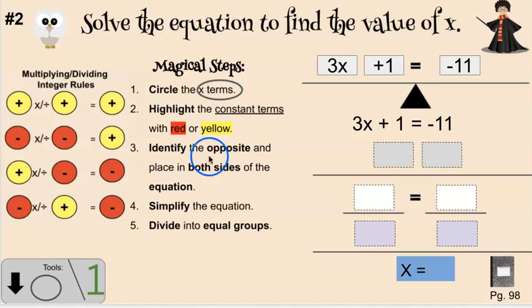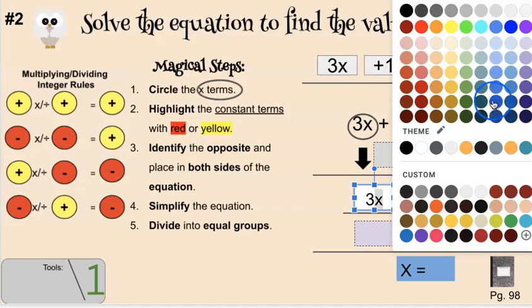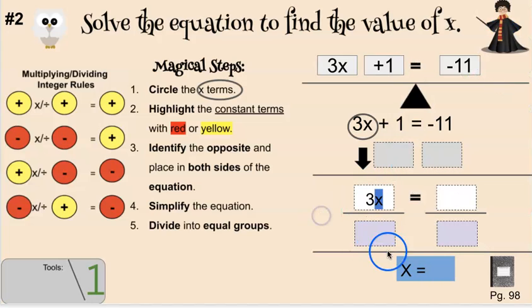Circle the X terms. So take a circle, grab it, and circle 3X. Here we go. Don't forget to come over and bring your arrow straight down. What I like to do right away is go ahead and put the 3X. And I know that I'm going to have 3 groups, and I'm going to go ahead and highlight that in blue, because eventually my blue, I want my X by itself.